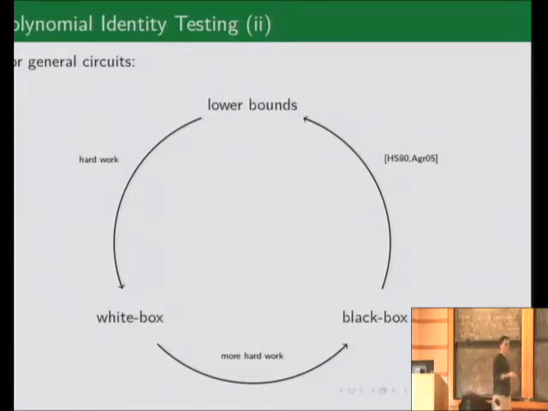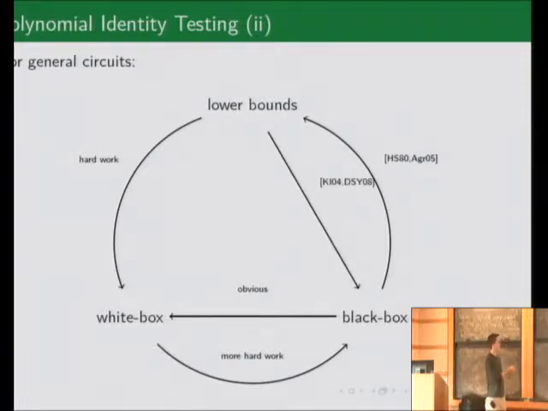There are other connections in this diagram. Obviously, black box implies white box. Perhaps more surprisingly, you can go from lower bounds to black box. Kabanets and Impagliazzo gave the first such reduction, and then Dvir, Shpilka, and Yehudayoff gave such a thing for constant depth circuits. And there's also another arrow going this way, which is a little bit weaker.